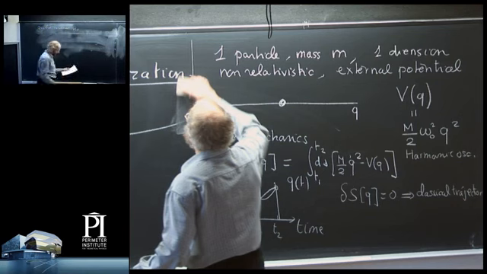The Hamiltonian is now an operator, and it's the sum of p squared over 2m, where p is the impulsion, plus m over 2 omega naught q squared. This is the Hamiltonian.